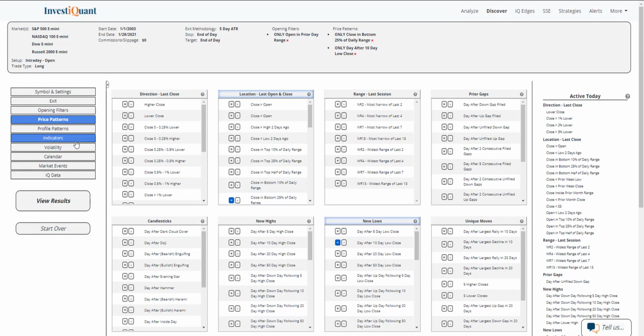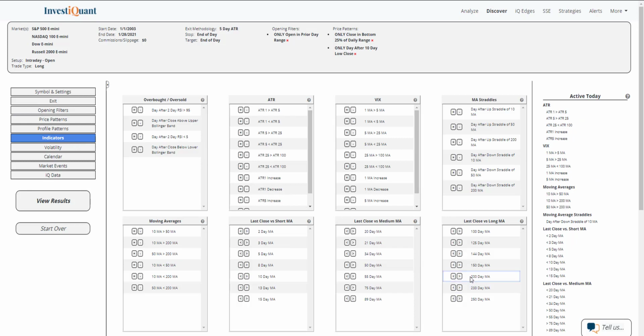Next, I'm going to go into indicators, and I'm going to say that we closed above a 200-day moving average, but below a 10-day simple moving average, which isn't technically needed because we do have a 10-day low close. So by definition, it's going to be below a 10, but I went ahead and added it there anyway. And lastly, I'm going to hit view results.